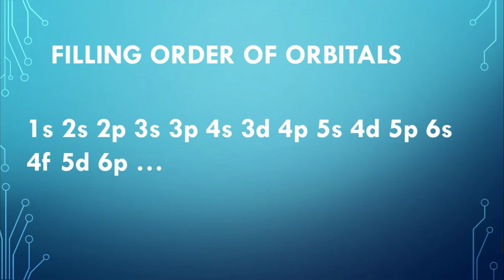Each s orbital can accommodate 2 electrons. Each p orbital can accommodate 6 electrons. Each d orbital can accommodate 10 electrons. Each f orbital can accommodate 14 electrons.